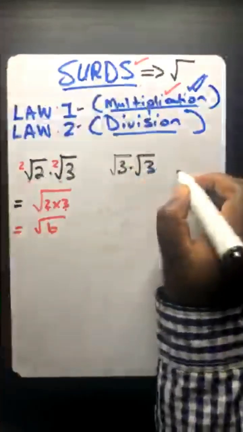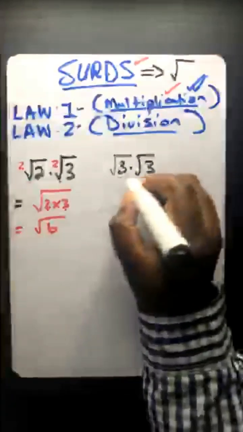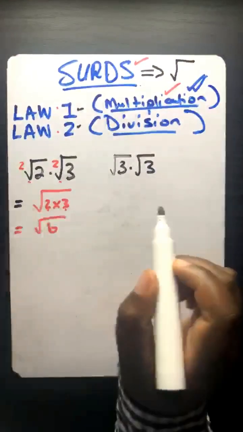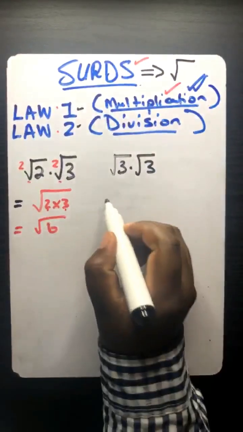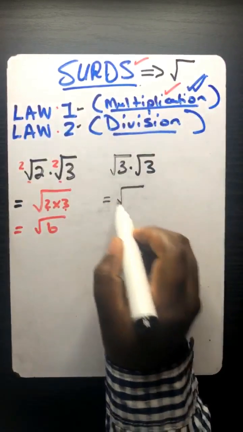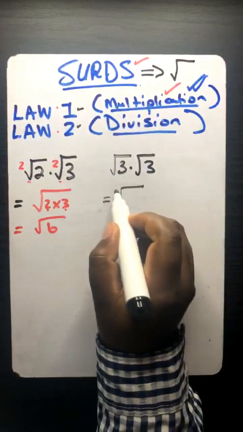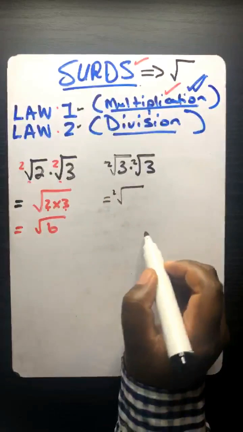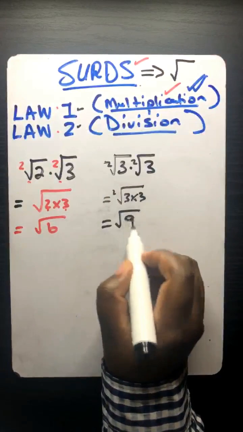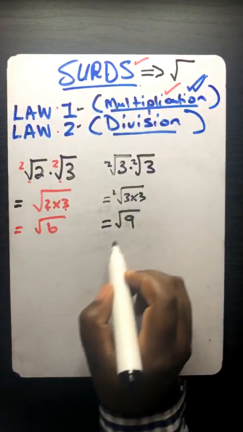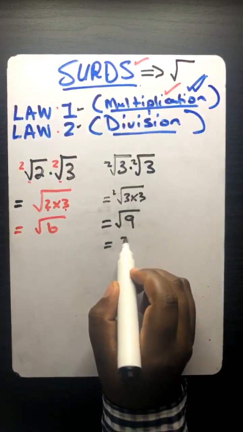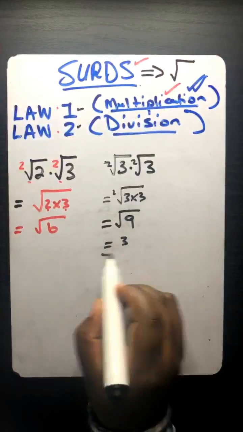Okay, so now let's try this one. The same process. Surds, law number one, the tails are the same. Now that the tails are the same, I can just represent those tails by having one square root, invisible 2, then I'm having 3 multiplied by 3. What is 3 multiplied by 3? It is 9. So this one you can further work out. I think it's a perfect square. If you say square root of 9, it gives you 3. That means this one ends there.